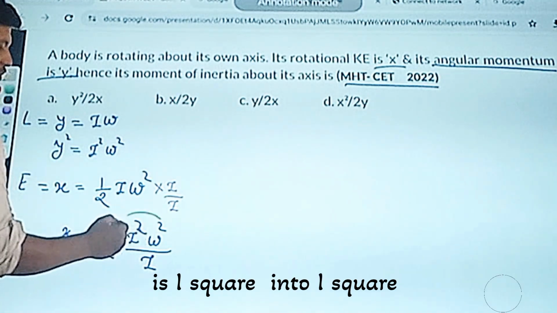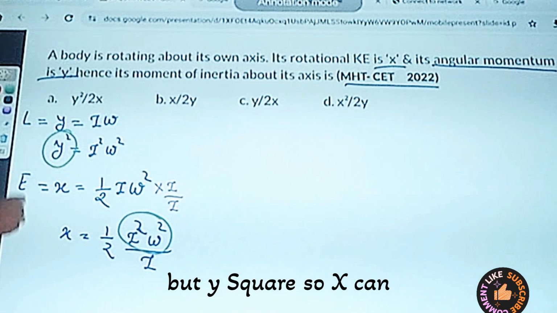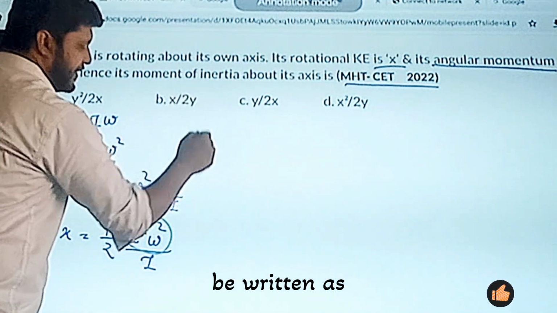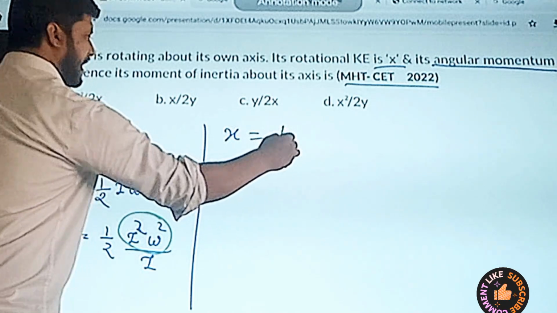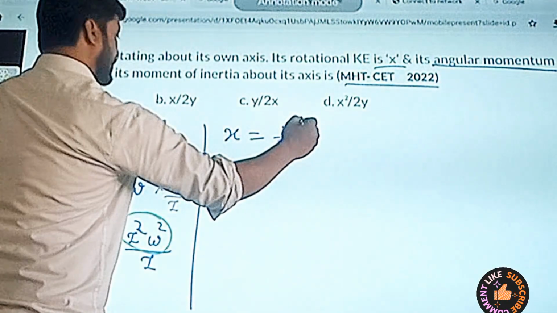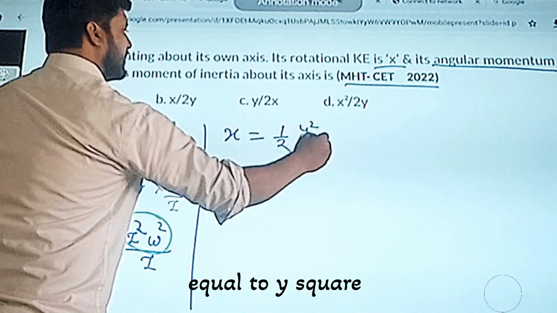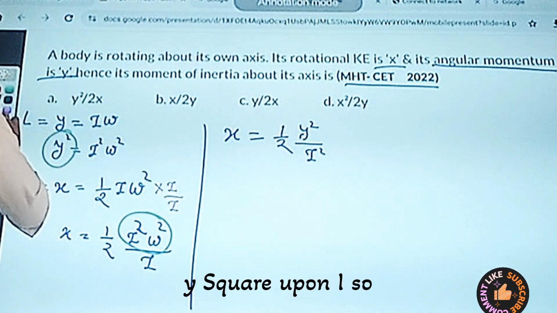Okay. So now, tell me what is I square into omega square? I square into omega square is nothing but y square. So, x can be written as x is equal to half into I square into omega square, which is y square, divided by 2I.